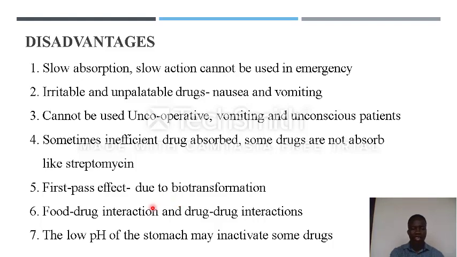When you're taking a drug, as I said earlier, it will have to pass through the stomach to the small intestine and be absorbed, then go to the liver through the portal vein. As it reaches the liver, there's going to be detoxification and a whole lot of processes, and by so doing, it will bring the effectiveness of the drug down. So the first pass effect due to biotransformation becomes a disadvantage, since we are not going to get the required efficacy.